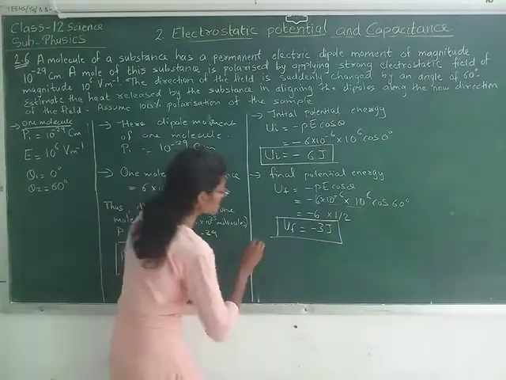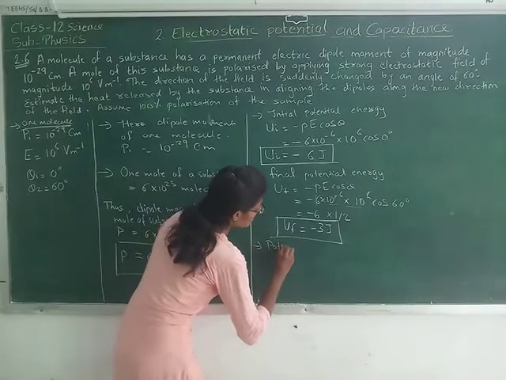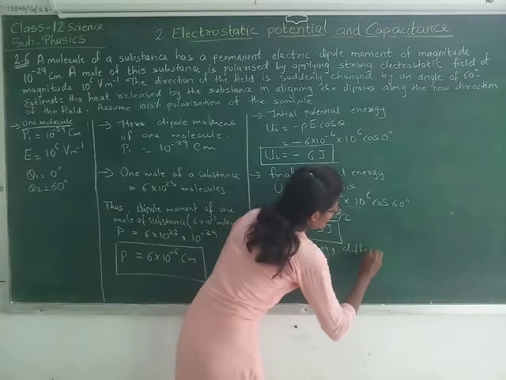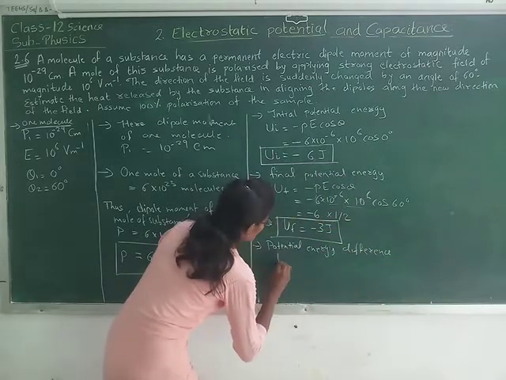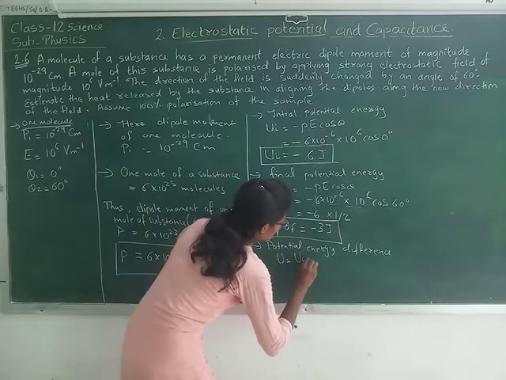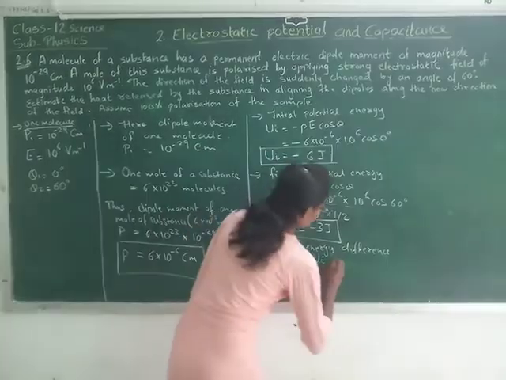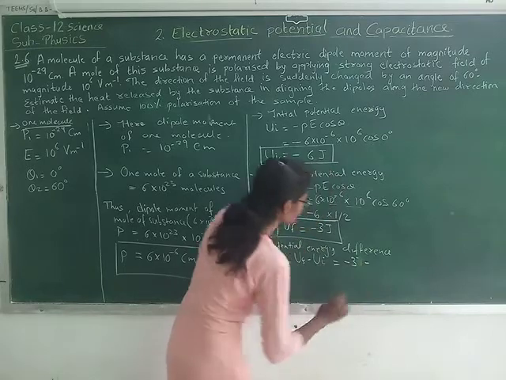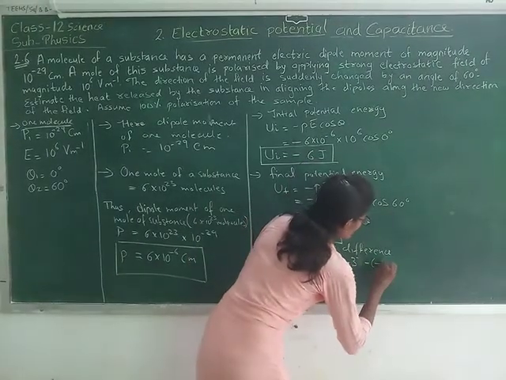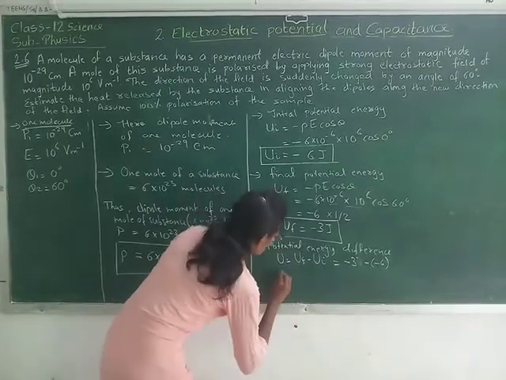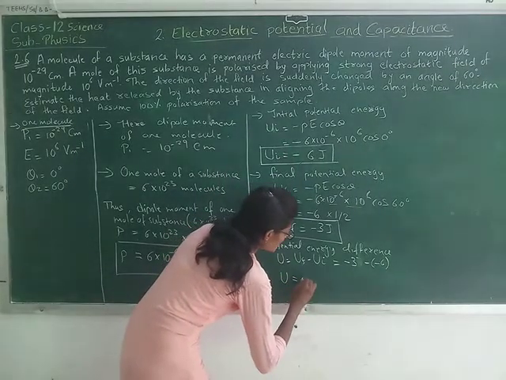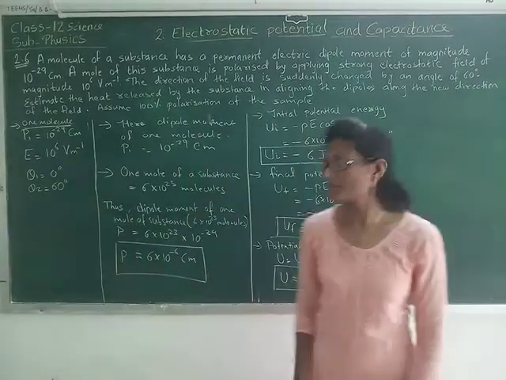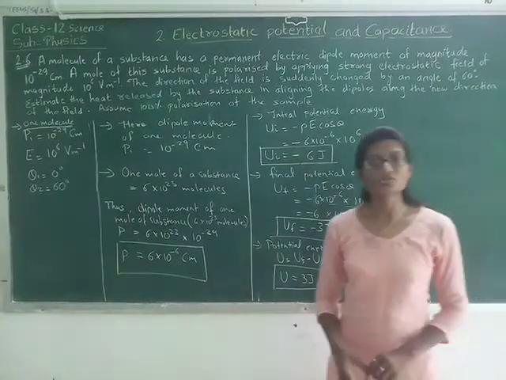Okay. Now let us see the potential energy difference. That is U equals UF minus UI, right? Final energy is minus 3 joule minus initial energy, that is minus 6 joule. So this becomes plus, and the potential energy difference is plus 3 joule. So the amount of heat that is released is 3 joule. So students, you can copy down this numerical.